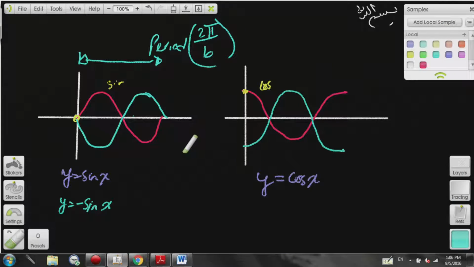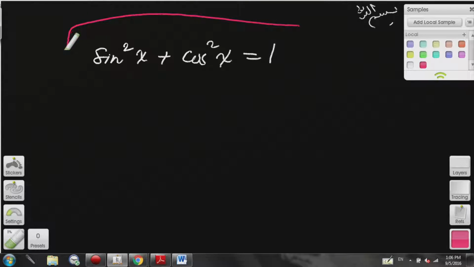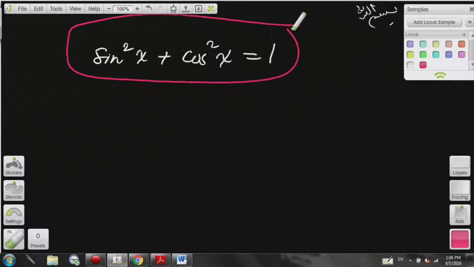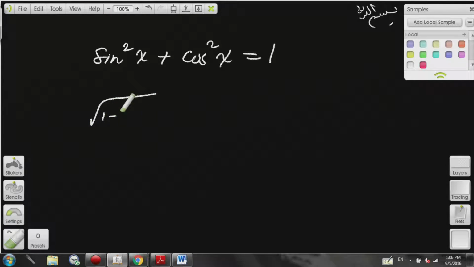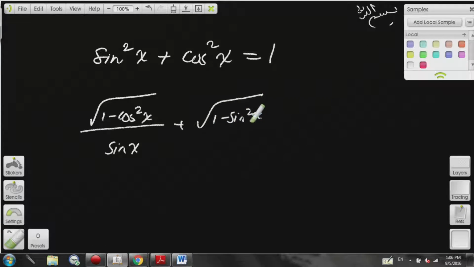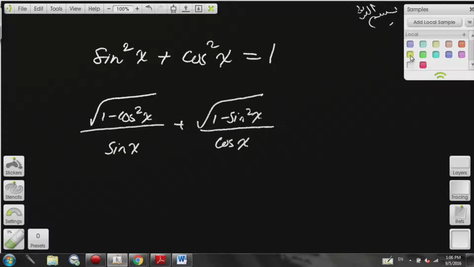Now, I talked about trigonometric functions, trigonometric ratios before, but this you gotta know. Sine square of x plus cosine square of x equals 1. This is a basic trigonometric property, so you have to know this to solve this question. Now this question looks complicated, but it's not that bad. It's the square root of 1 minus cosine squared of x over sine of x, plus the square root of 1 minus sine squared of x over cosine of x.